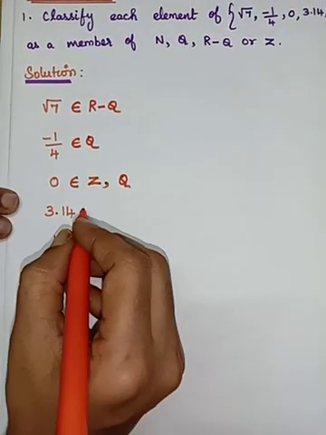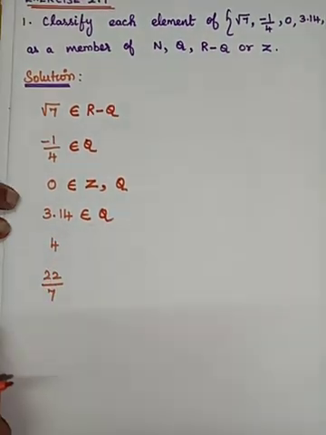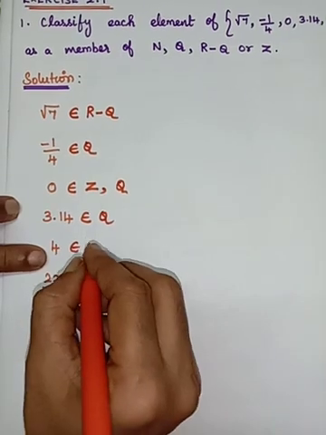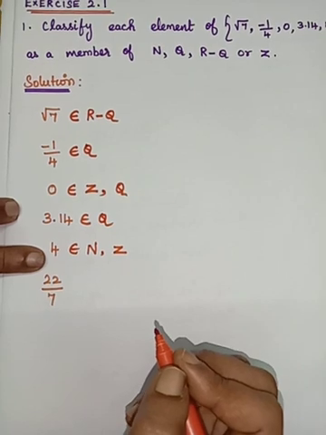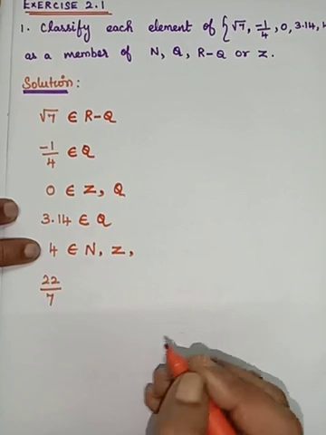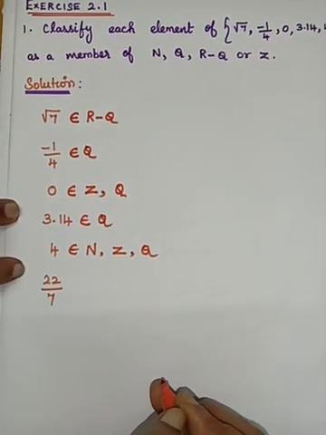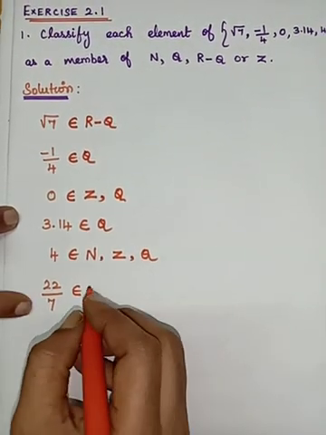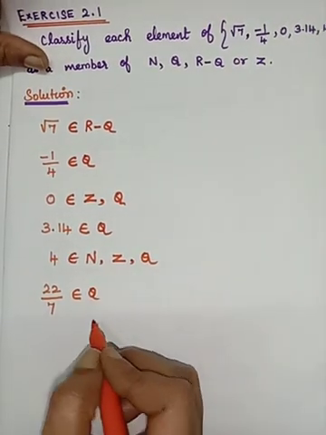And 3.14 is a rational number. Okay. And 4, we can say it's a natural number. And we can say it belongs to the set of integers, and 4 can be written as 4 by 1, so it is in the form m by n. So we can very well say it is a rational number. And what about 22 by 7? 22 by 7 is a fraction. So it is a rational number. So it belongs to Q.